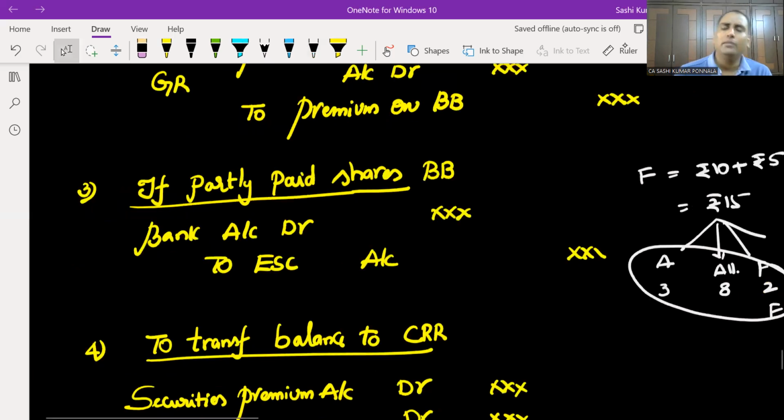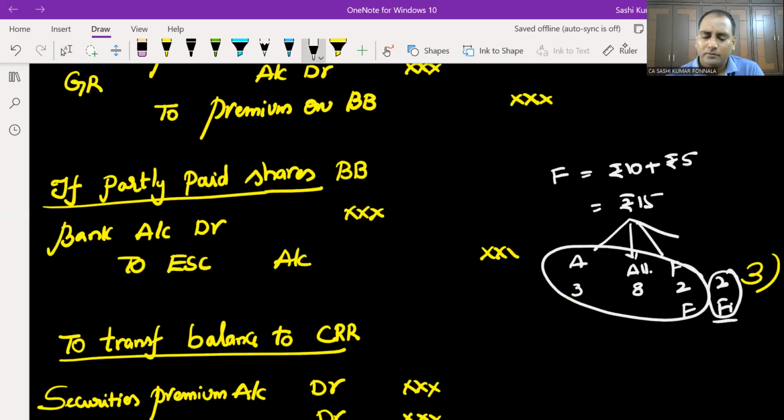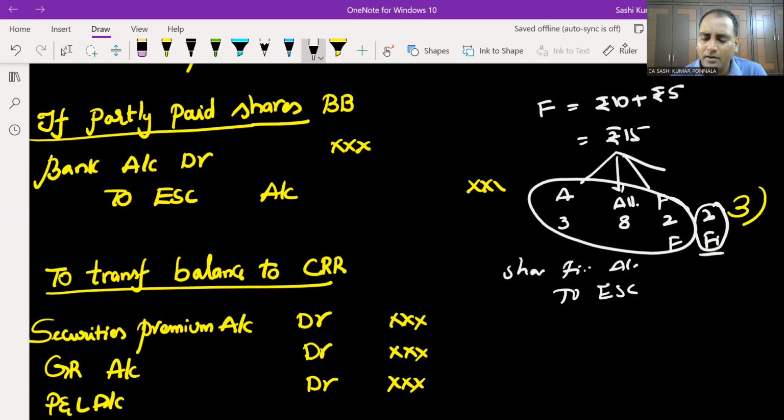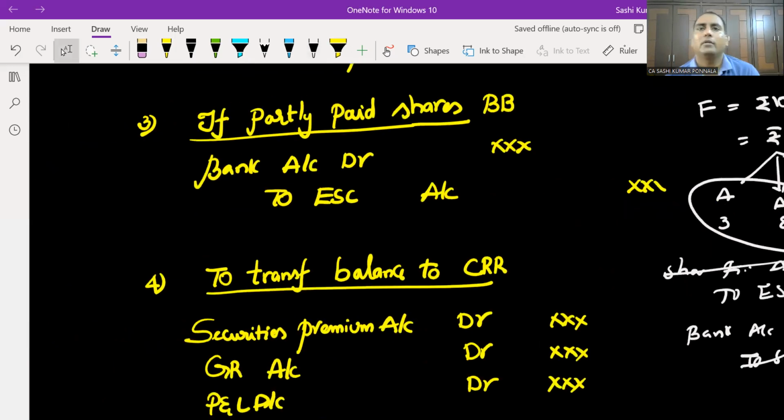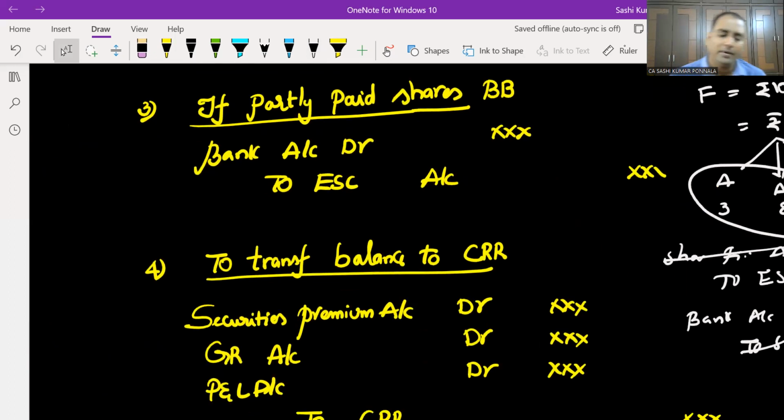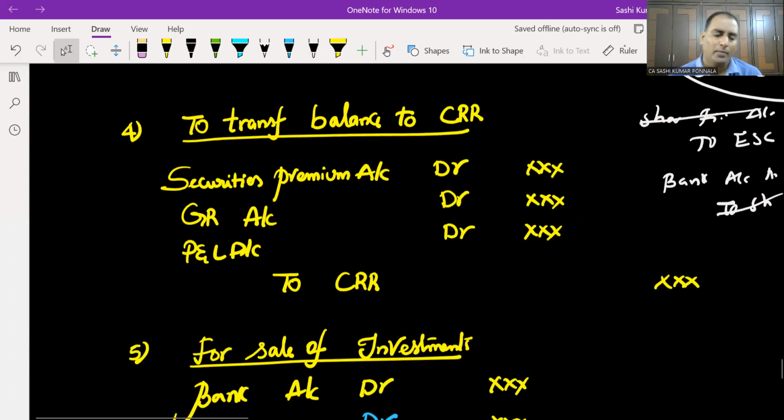First you have to make this into fully paid. Share final call account debit to equity share capital, then bank account debit to share final call. So for collecting the money, this is due entry, this is for collection. This is cancelled out. What is the final entry? Bank account debit to equity share capital. Now the partly paid share is converted into fully paid. So you can buy back the share.